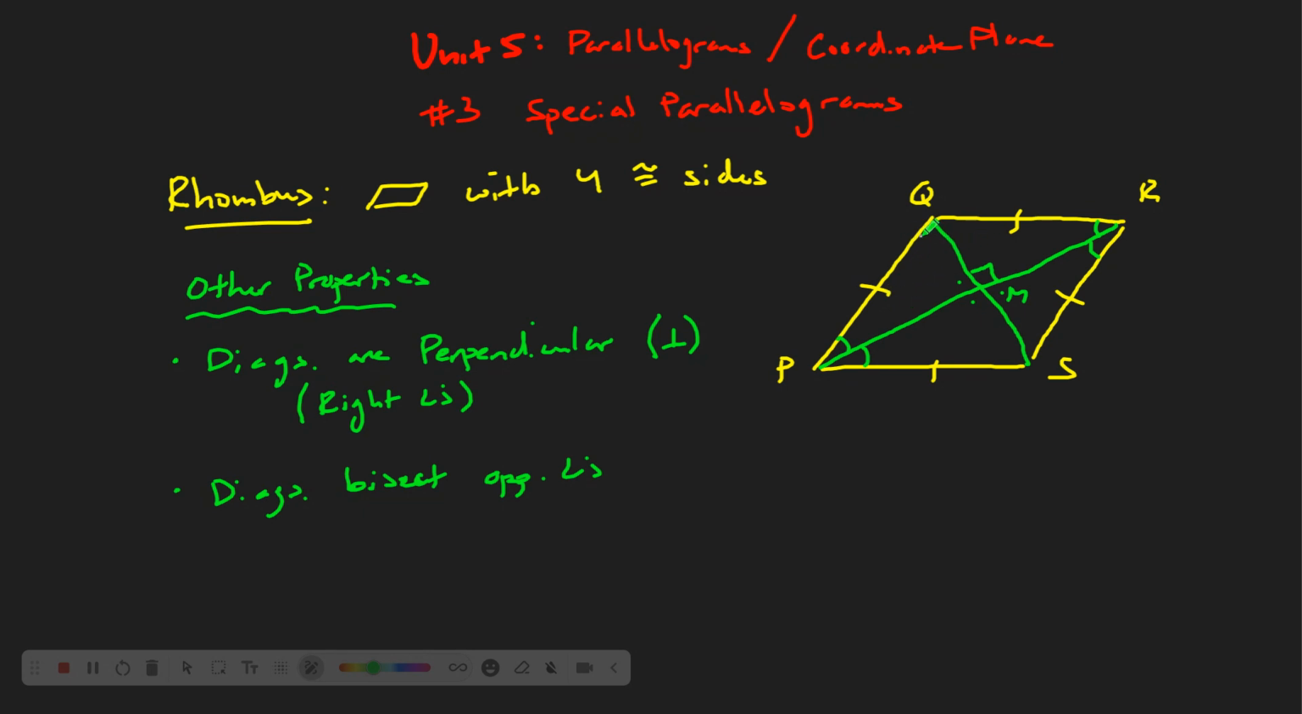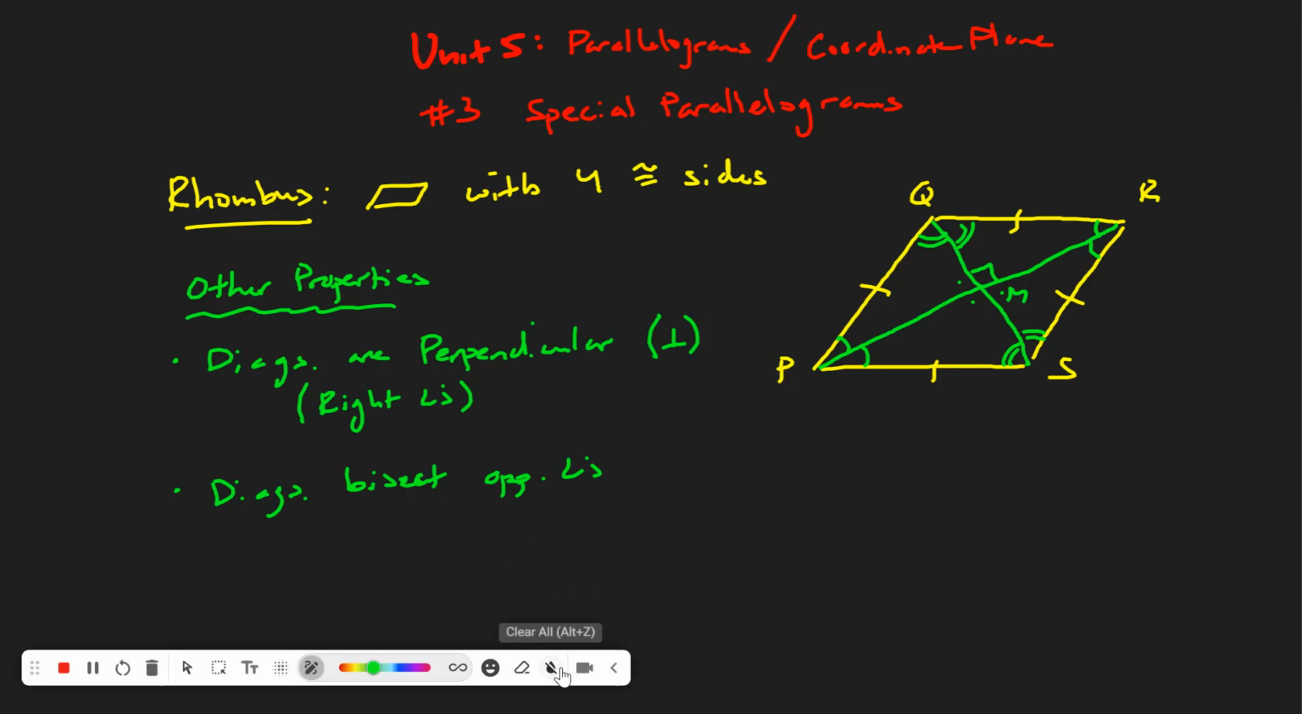We do the same thing along QS. Again, because angle Q and angle S were congruent to begin with, when I bisect each of them, I bisect them into the same congruent angles. Now notice you have this right angle here, so Pythagorean theorem might come into play here, if you remember from Unit 4. So keep that in mind. Whenever you see right triangles, Pythagorean theorem is always a possibility. Okay, so that's our first special parallelogram.